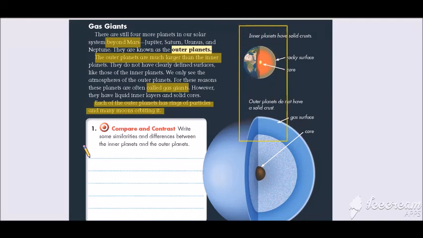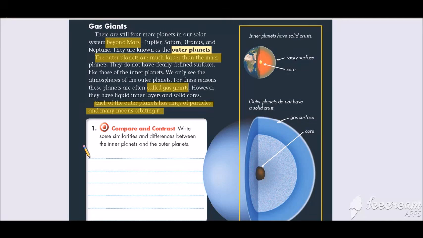Look at these two different planets. The inner planets have a solid crust on the outside and a rocky surface, then a rocky layer, then molten layers, then a very hot molten layer inside the core. What about the outer planets? They have a gaseous surface and they have solid cores inside them. They have solid cores. It's not molten.